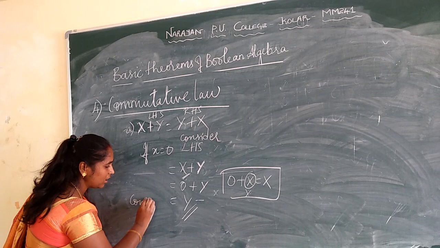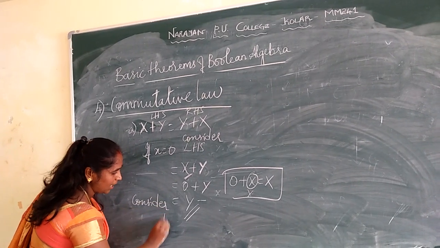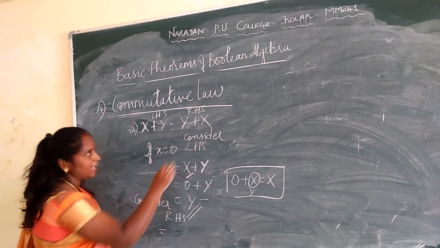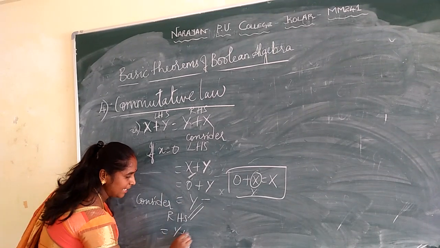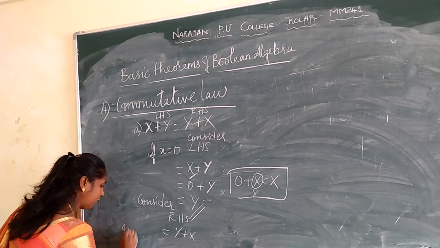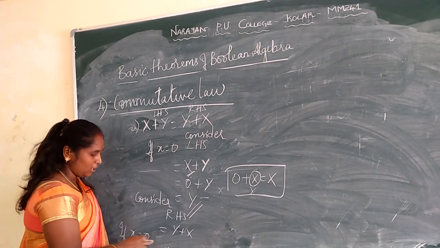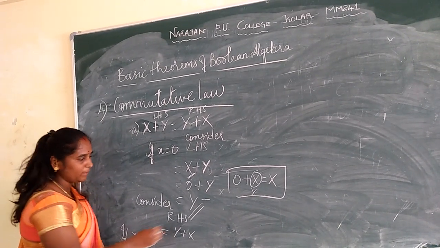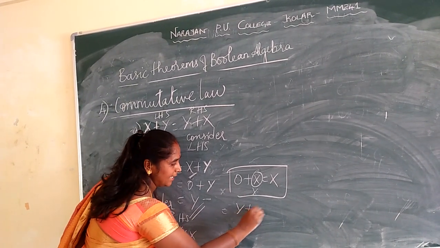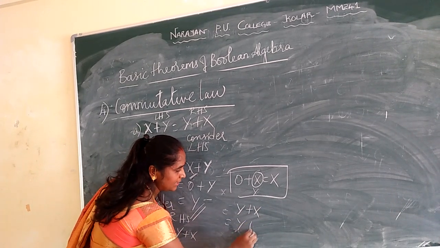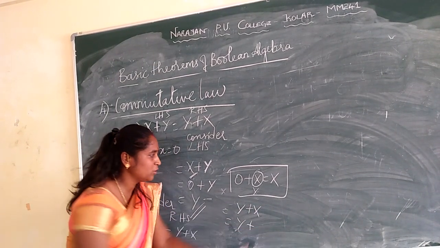Consider your RHS, that is y plus x. Now, if x is equal to 0, you are going to substitute the value 0. So here y plus x is nothing but y as it is. In place of x, you are substituting 0.